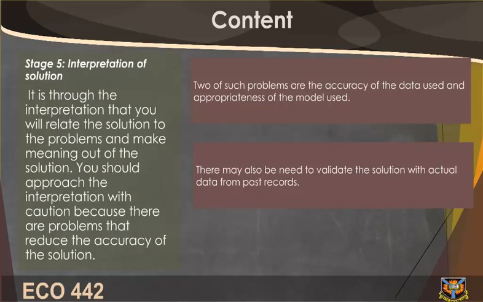Stage 5. Interpretation of solution. It is through the interpretation that you will relate the solution to the problem and make meaning out of the solution. You should approach the interpretation with caution because there are problems that reduce the accuracy of the solution. Two of such problems are the accuracy of the data used and appropriateness of the model used. There may also be need to validate the solution with actual data from past records.